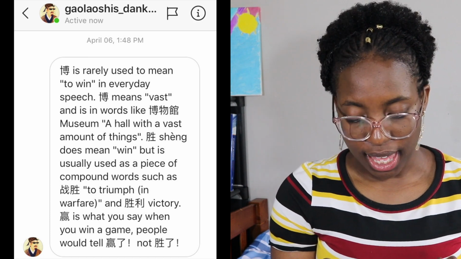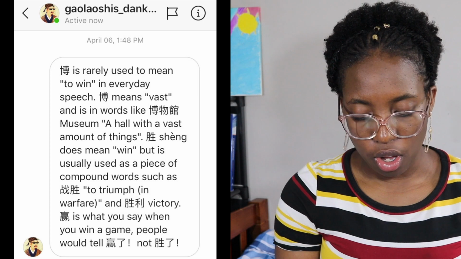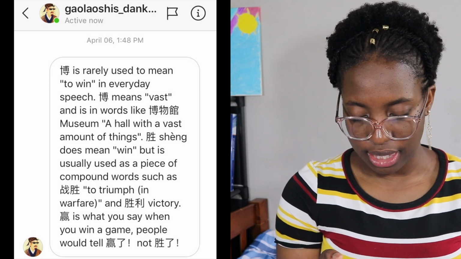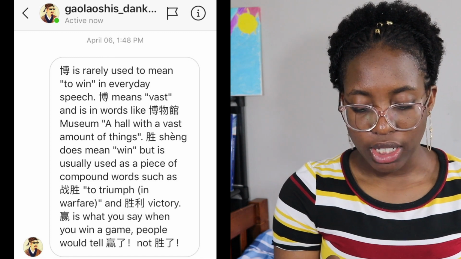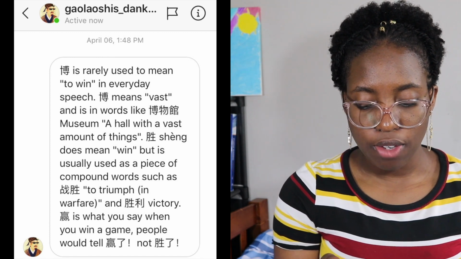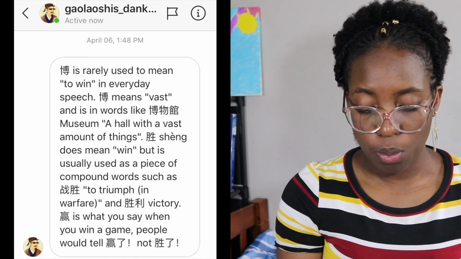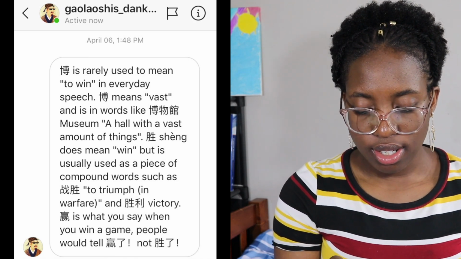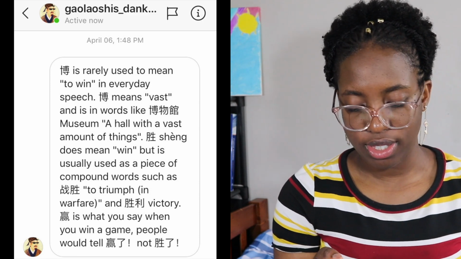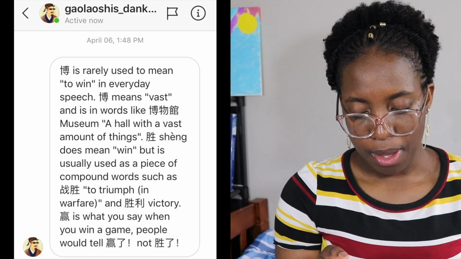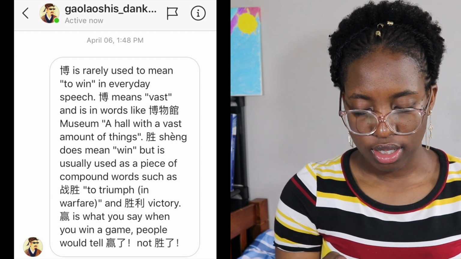Bo means vast and is in words like 博物馆, which means museum, a hall with a vast amount of things. Sheng does mean win, but is usually used as a piece of compound words such as 战胜, to triumph in warfare, and 胜利, victory. Ying is what you say when you win a game. People would tell 赢了, not 胜了.